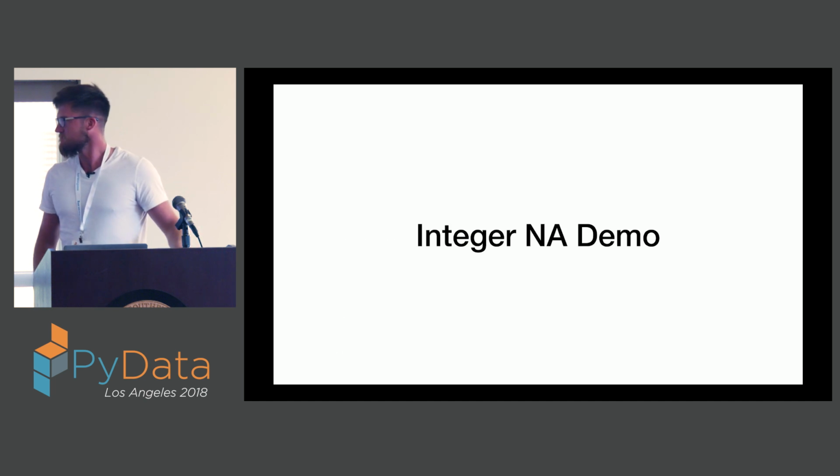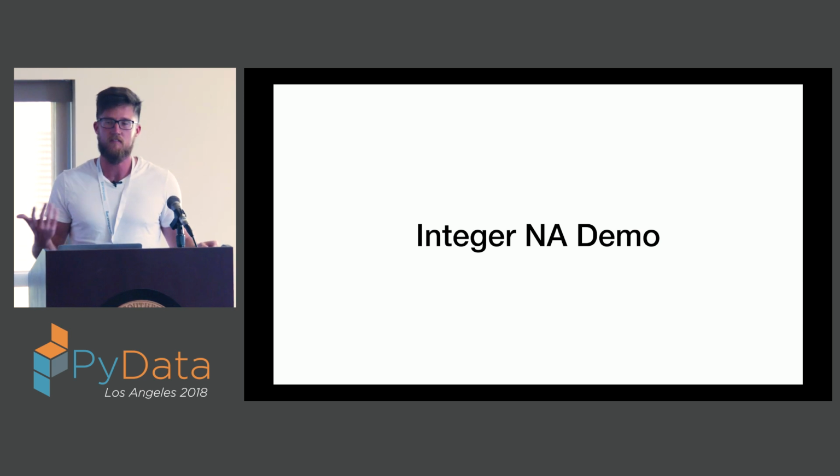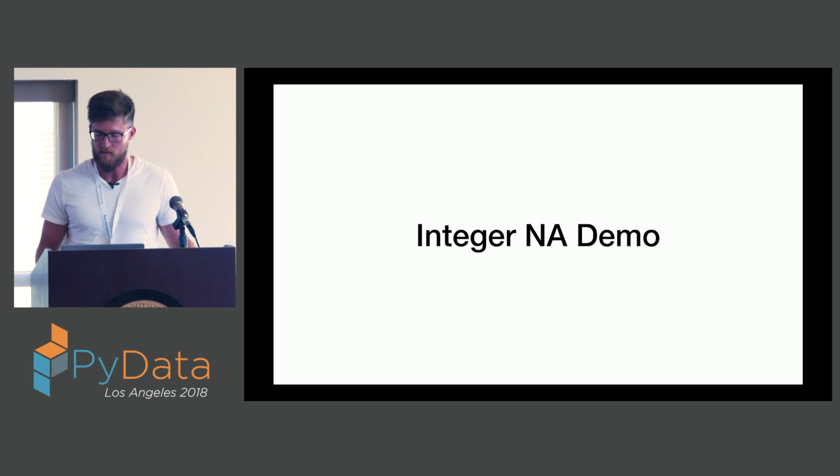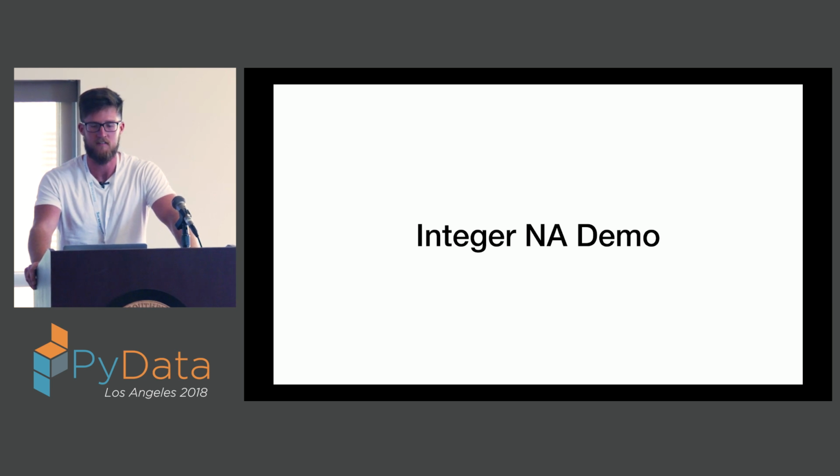So with that, I just want to show you some actual applications. And some of these you can use today on master in Pandas if you wanted to. One of the first ones is integer NA. And again, as mentioned, if you try to store NA data or missing data in an integer array with NumPy, it will implicitly cast it to float.